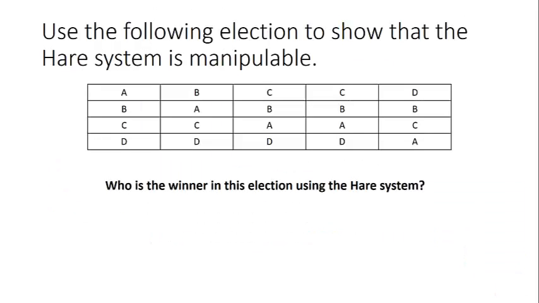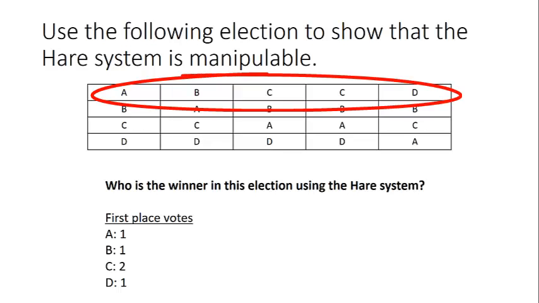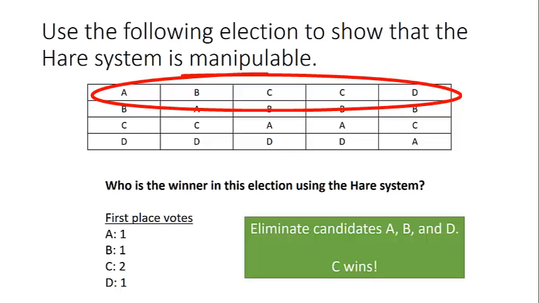Lastly, let's use this election to show that the Hare system is manipulable. So here we have 5 voters choosing between candidates A through D. And let's first determine who the winner in the election would be using the Hare system. So we look at those first place votes. We see that A, B, and D each receive 1 first place vote, where candidate C receives 2. So since we eliminate the candidate with the fewest first place votes, in this case, we would eliminate candidates A, B, and D. Only C remains, so C would be the winner.